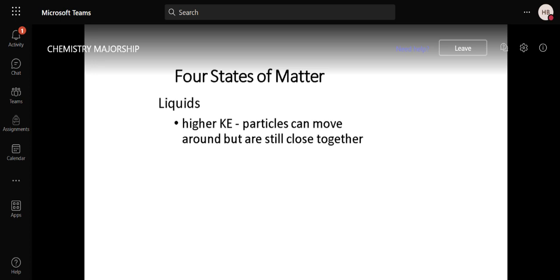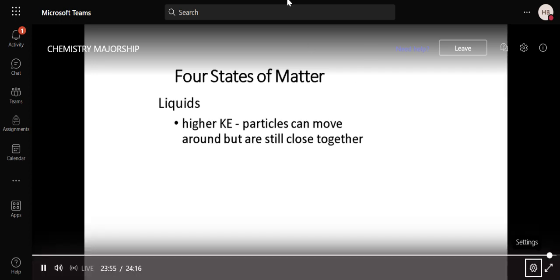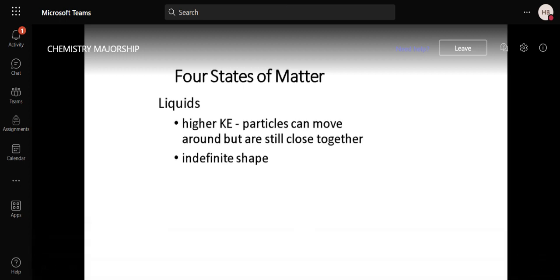Guess nyo po? Okay, yun ang ibig niya sabihin. Pero nakakamove ba sila? Oo, kaya nga pansinin nyo, yung liquid sa container ay pwede nag-flow siya. Okay, nag-flow. Yan. Alright. So, higher ang kinetic energy nila. And of course, alam naman natin na indefinite ang shape kasi it follows the shape of its container.